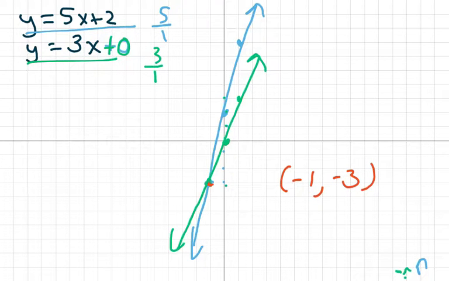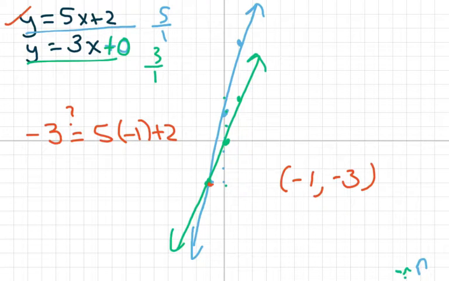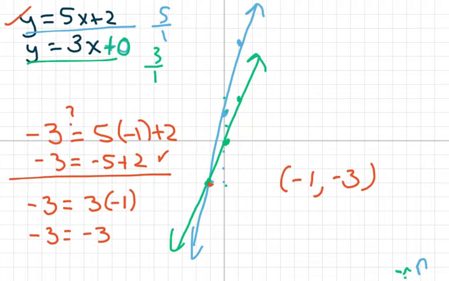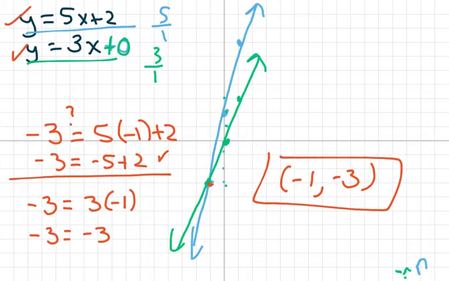So I'm going to plug them in and check this. Does -3 equal 5 times negative 1 plus 2 for this first one? That's going to be negative 3 equals negative 5 plus 2. And yes, that works. Then for the second one, we're going to do negative 3 equals 3 times negative 1 plus 0. That's negative 3 equals negative 3, so it works. So our solution is (-1, -3).